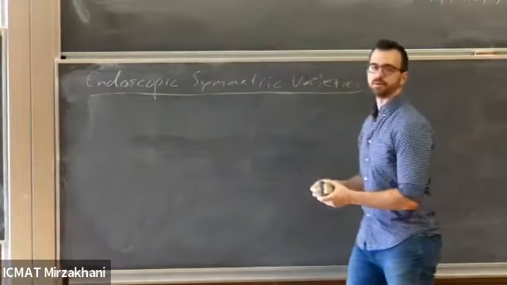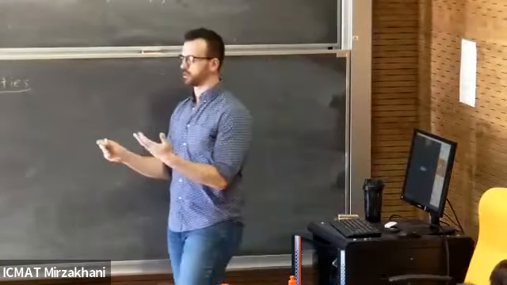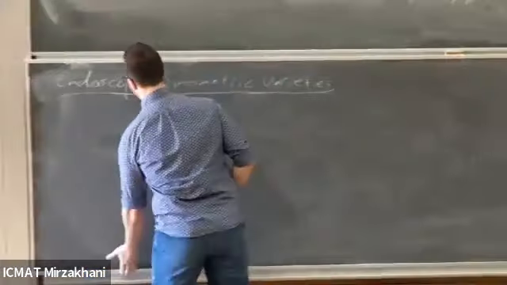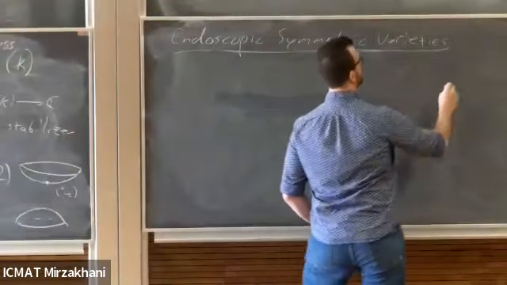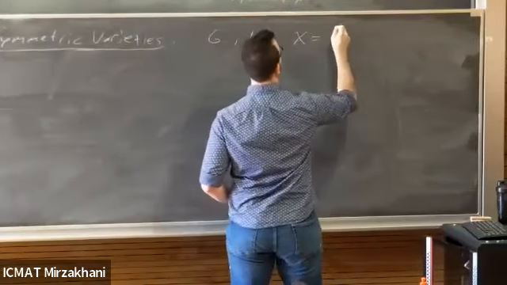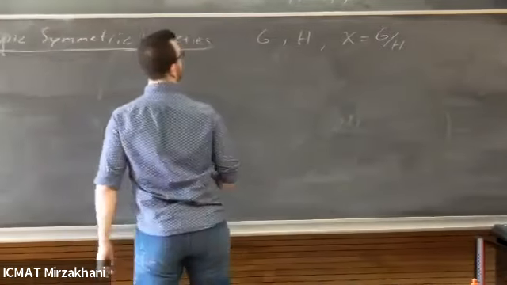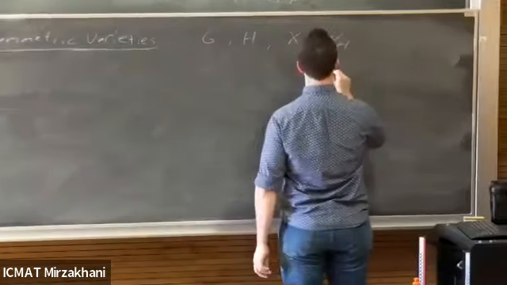So the endoscopic groups are defined on the dual side, and so we need to work on the dual side here as well. I'll let G, H, and X be as before. And I'll also fix some other data that happily showed up in previous talks as well.